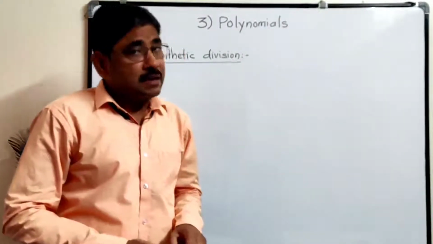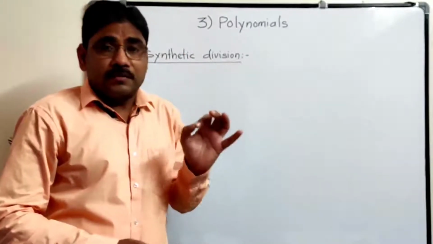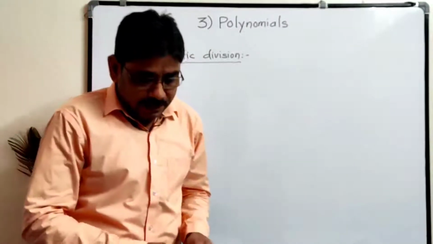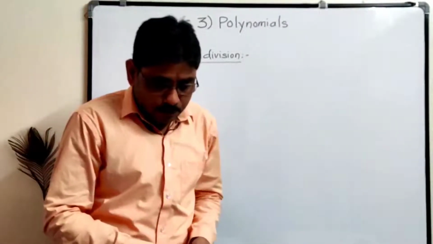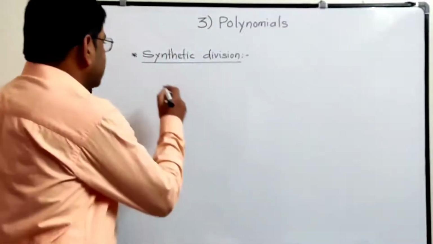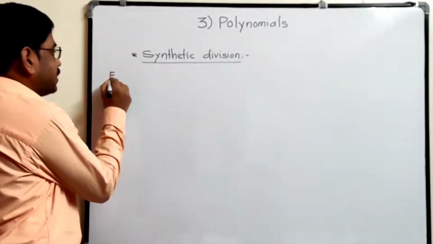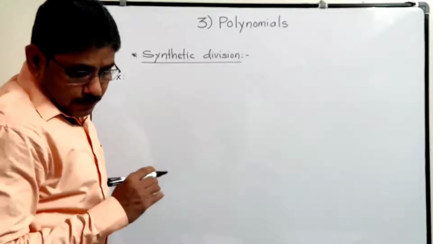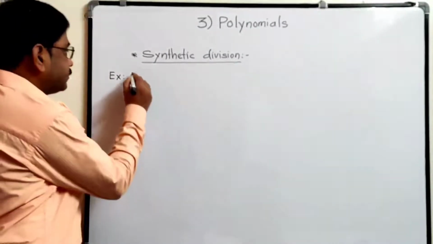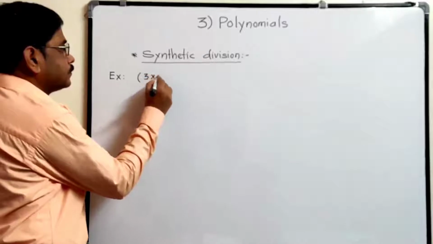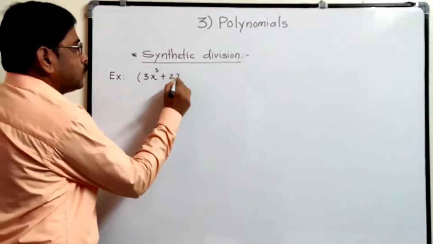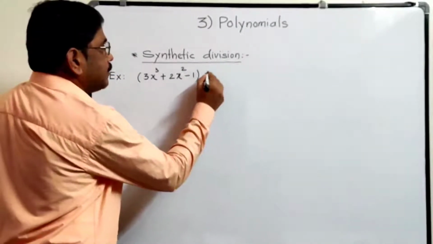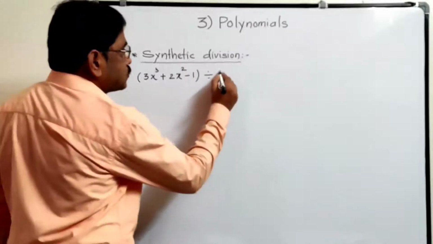So let us see one example how to divide using this method. So here one example is given. Divide the polynomial 3x cube plus 2x square minus 1 divided by x plus 2. Let us see one example to clear that synthetic division.